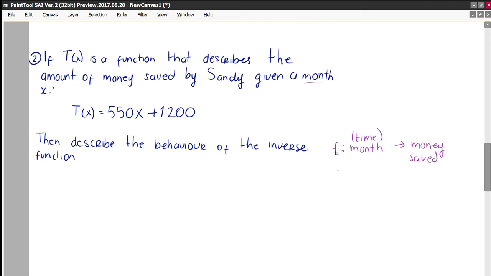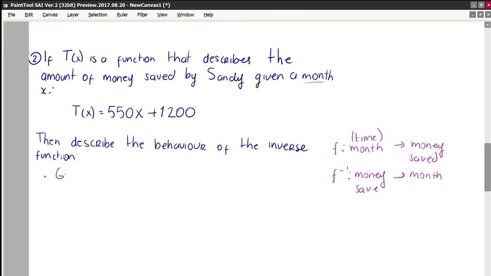So the inverse function is going to do the inverse thing. If I give it an amount of money, it will tell me how many months it took to save that money. So the description of the behavior of the inverse function is that, again, we can rewrite this in a lot of different ways, but we have to make sure that the implications are correct. That given an amount of money, it tells me the amount of months that it took to get that money.